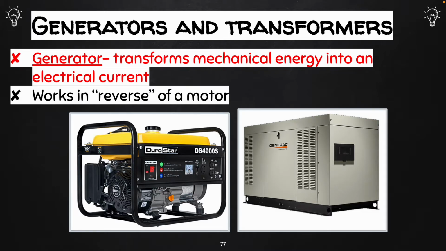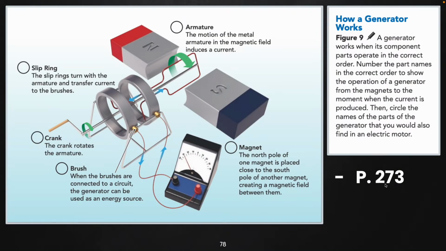So generators and transformers. All a generator is, is something that transforms mechanical energy into an electrical current. It makes electricity for us. And if you'll notice, it's literally the reverse of a motor. Motors take electricity and they turn things. Generators get things turning and make electricity. So anytime you see a generator, it doesn't matter if it's running off of gasoline or natural gas, it's taking that and turning it into electricity.